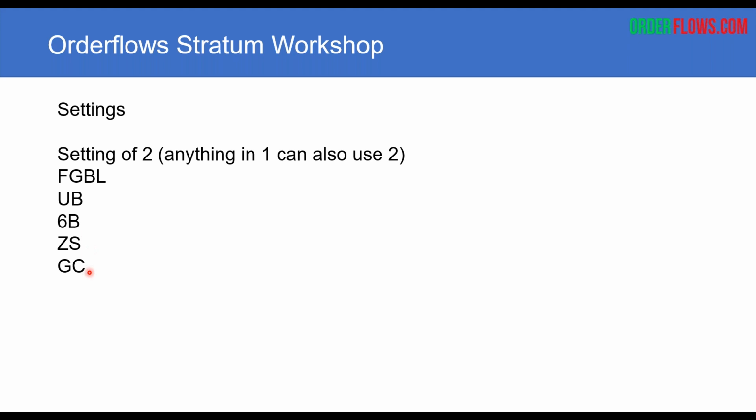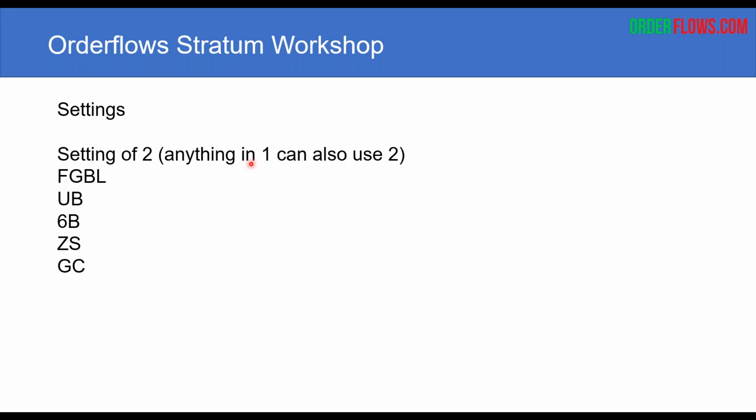soybeans, gold. Gold's one of those tricky markets. Sometimes the volatility just ramps up. Sometimes it gets a bit quiet. And just to give you an idea, I said anything in 2, anything that's used with setting of 1 can be used also with setting of 2.